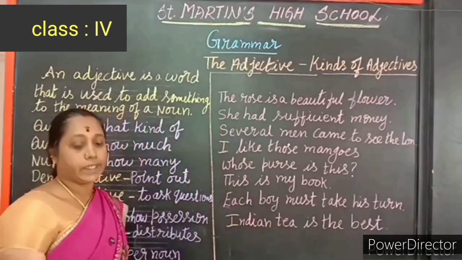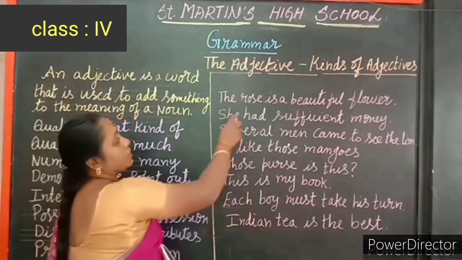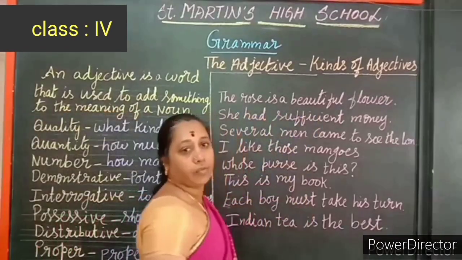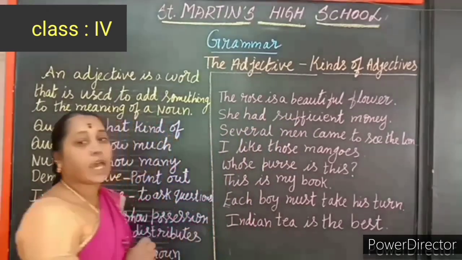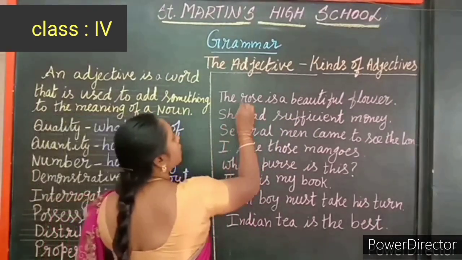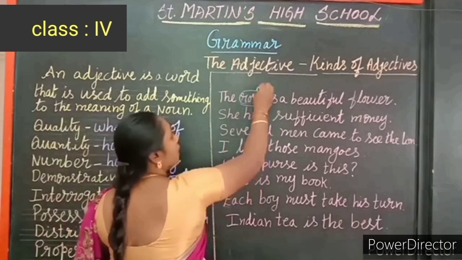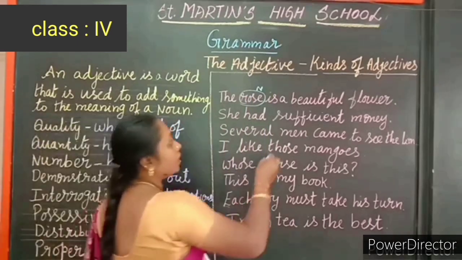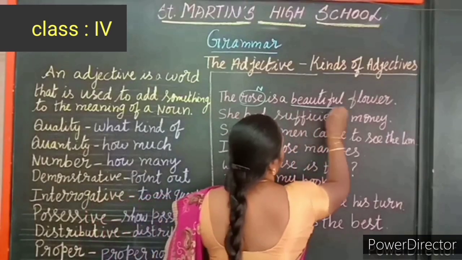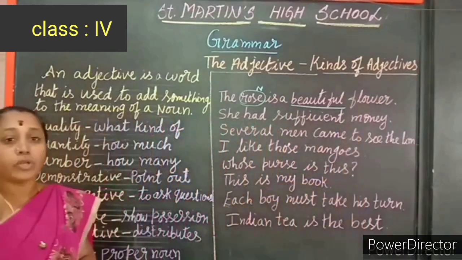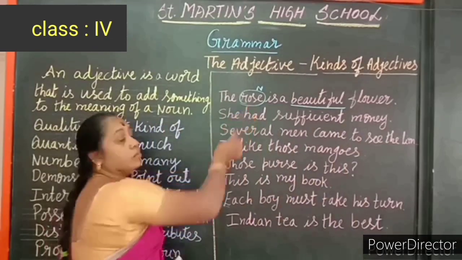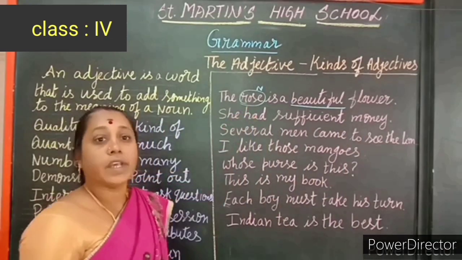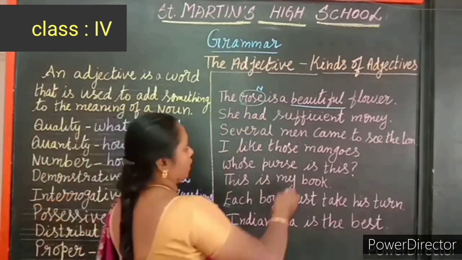Yes, come on, look at this sentence now. The rose is a beautiful flower. Here, which is the noun? The noun is rose. How is the rose? What kind of flower is the rose? It is a beautiful flower. So, here the word beautiful describes the noun rose. Therefore, it is called an adjective.